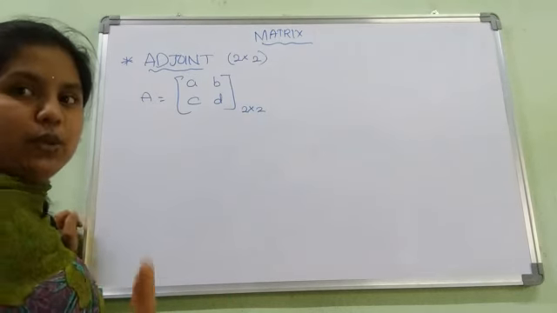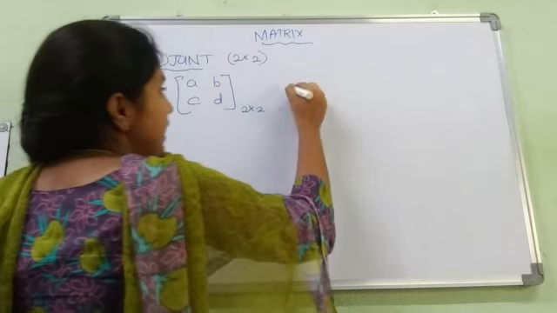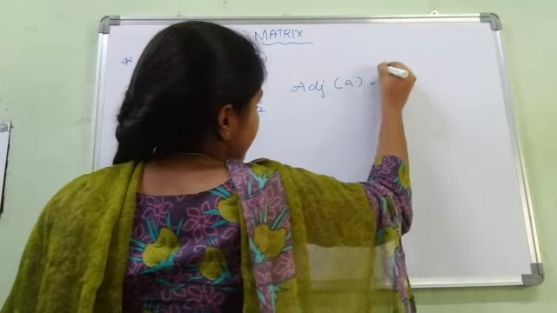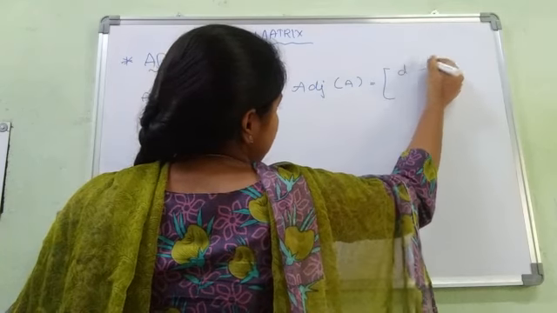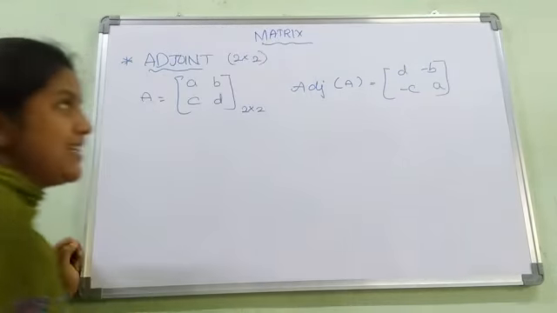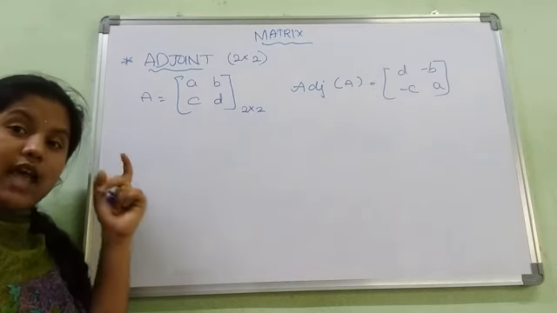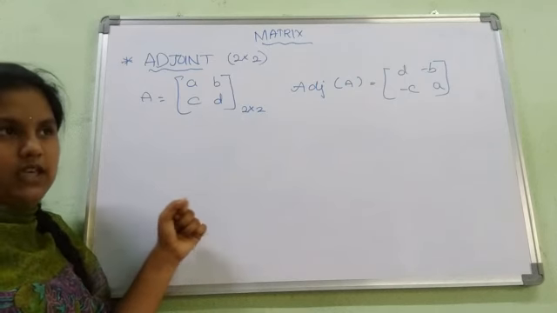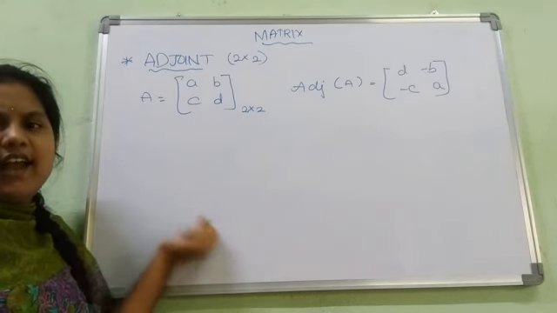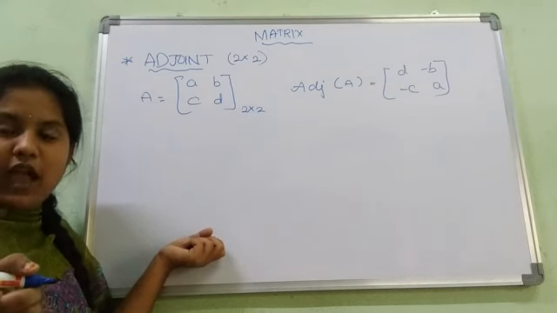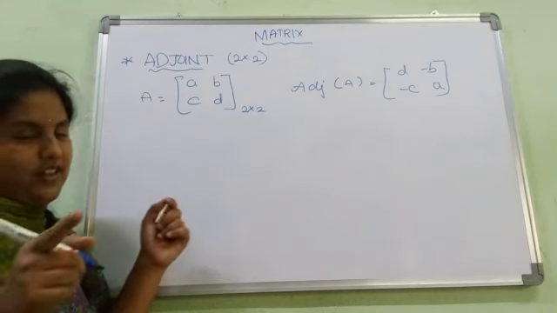Now I'll tell you the answer. The adjoint of matrix A is [d -b; -c a]. Now you'll think, how did she get that answer? How did she write it directly like that? You may have these doubts, I think. Now I'll clarify that.